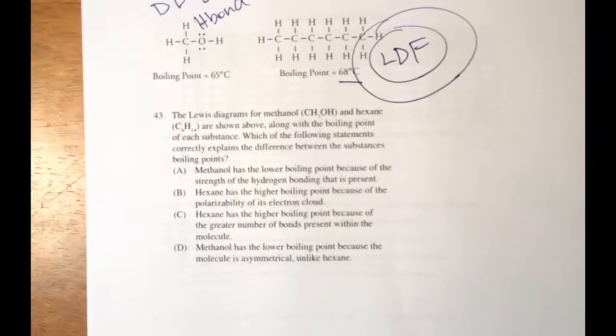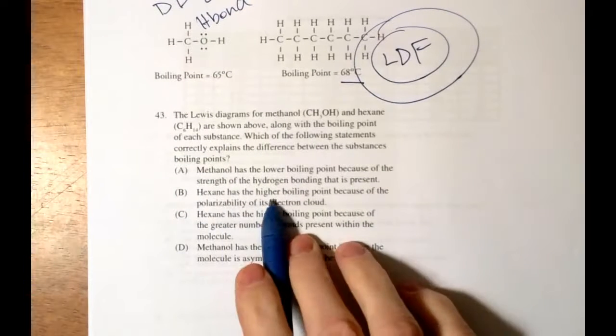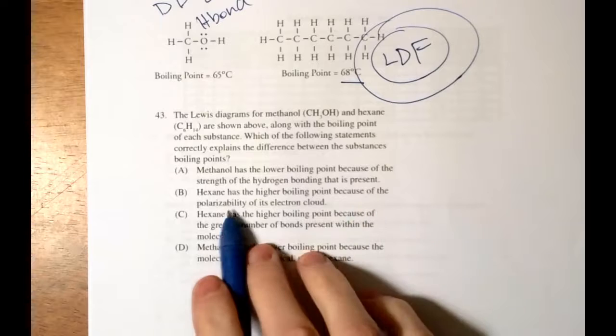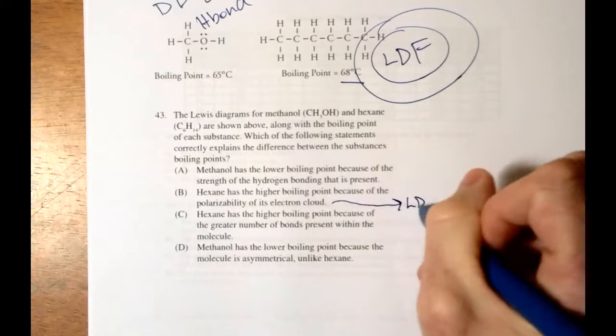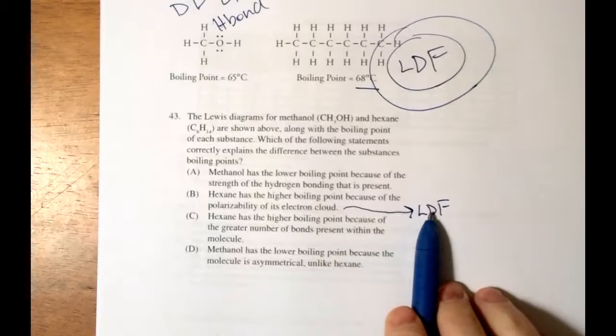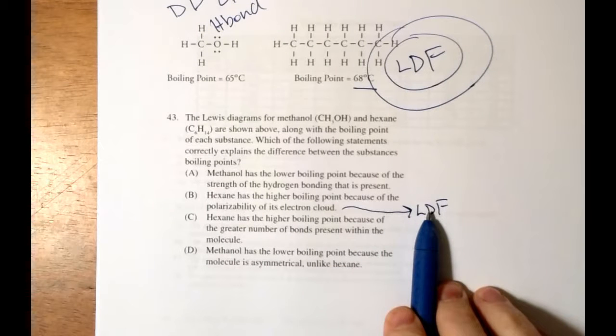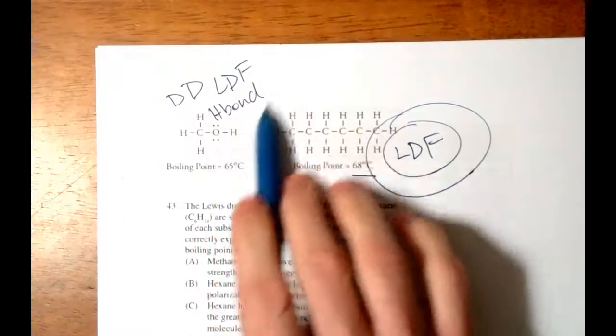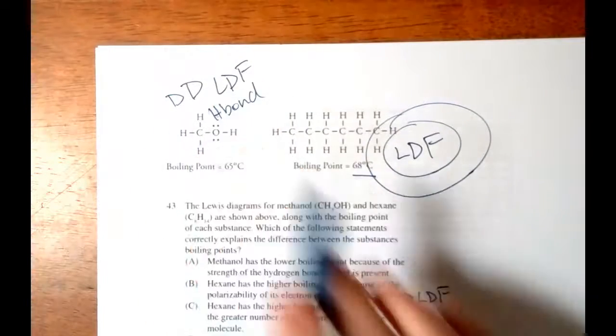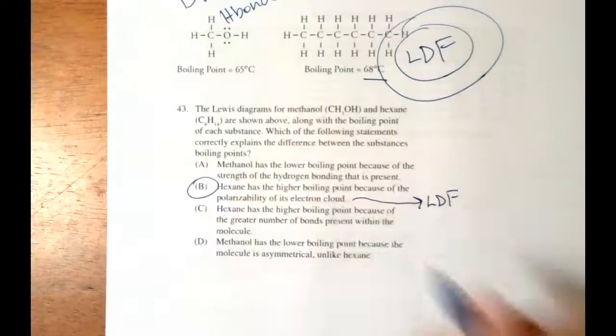So when we look at our answer choices, hexane has the higher boiling point because of the polarizability of its electron cloud. It's talking about its LDF being apparently big enough to have a greater cumulative effect than those three. So B is our answer.